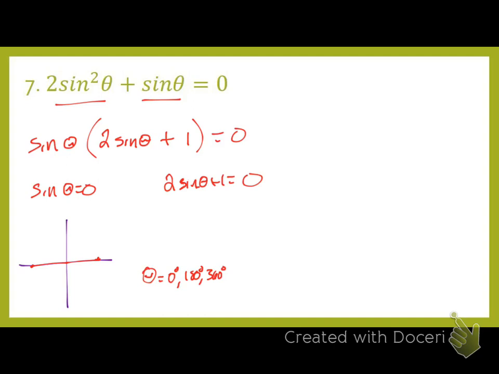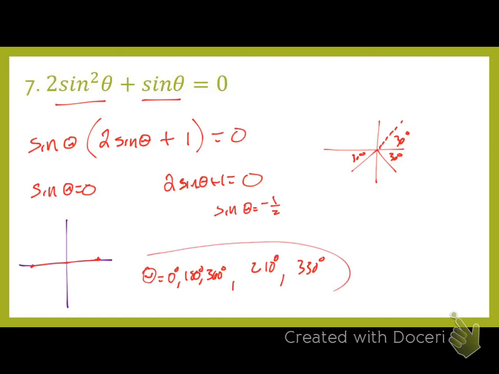The other one, subtract 1, divide by 2, and sine theta is going to be equal to negative 1/2. So a quick quadrant analysis there. Sine is negative in quadrant 3 and 4, which means that I need to come up with an angle whose sine value is 1/2. And that's going to be 30. And that becomes my distance from the horizontal. Okay? So to come up with the rest of my solutions, I'm going to take 180 plus 30, which is 210. And I'm going to take 360 minus 30, which is 330. And so now I've got all of my solutions.